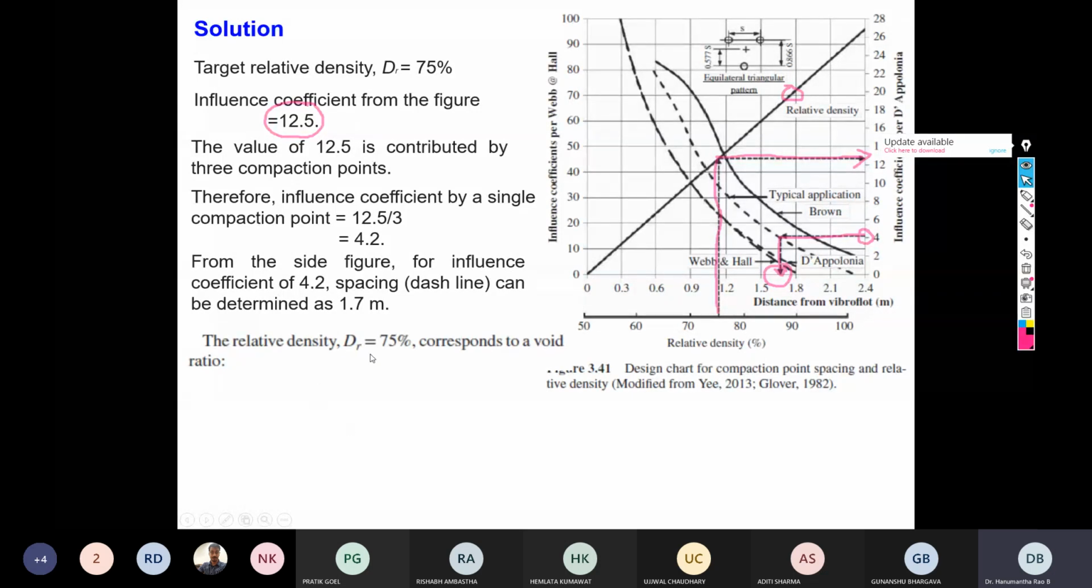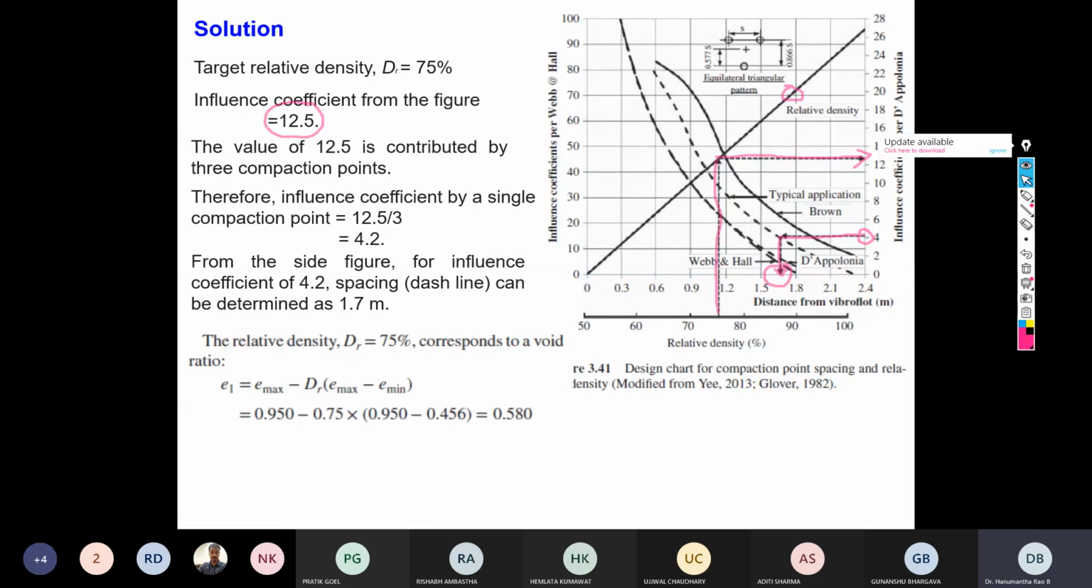So now our relative density Dr is 75%, and corresponding to which we should calculate the void ratio. So all void ratios have been given. Now our target density is 75%. We know the Emax value, we know the Emin value. Therefore we can calculate what would be the probable change in void ratio value, that is E1.